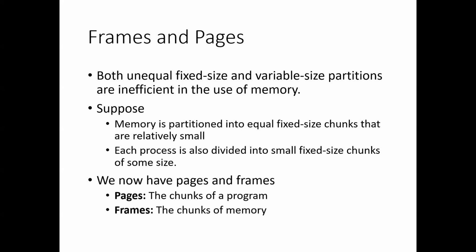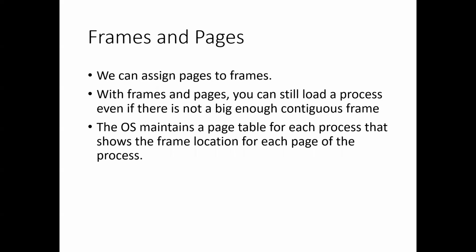We now have pages and frames. Pages are the chunks of the program, and frames are the chunks of memory. And then we can assign pages to frames. With frames and pages, you can still load a process even if there's not a big enough contiguous frame, because you can do it across multiple frames. The OS maintains a page table for each process that shows the frame location for each page of the process. And this approach solves the problems raised earlier.